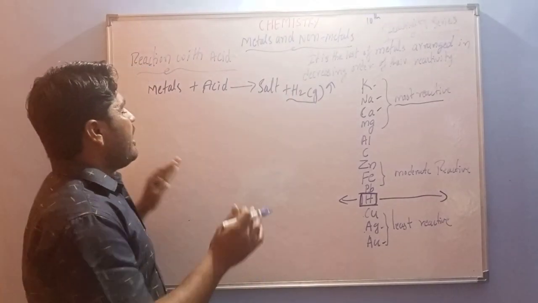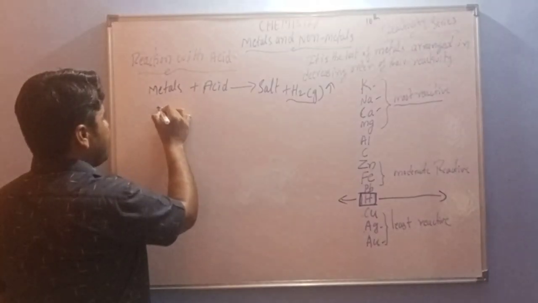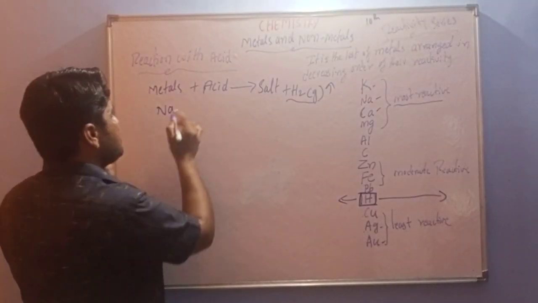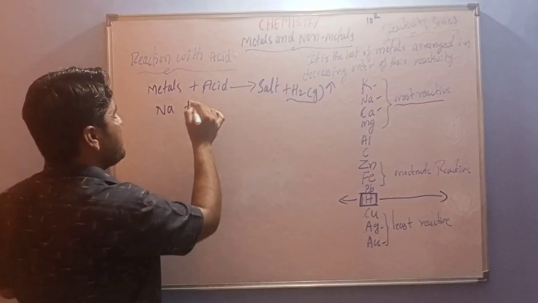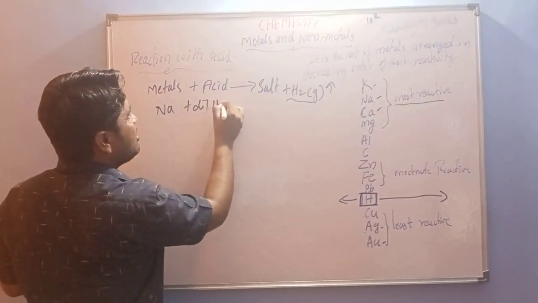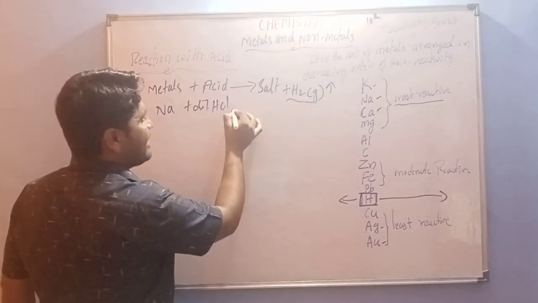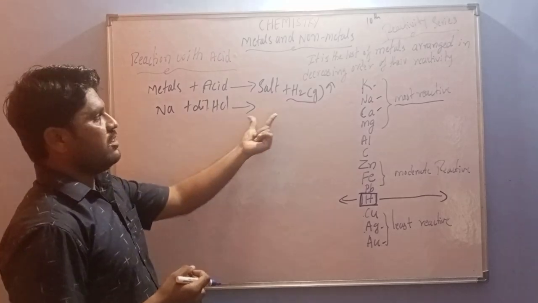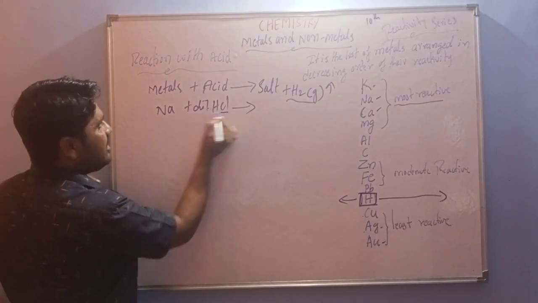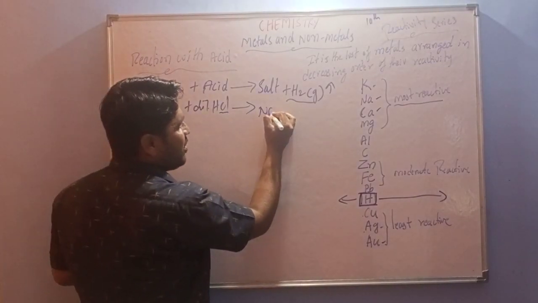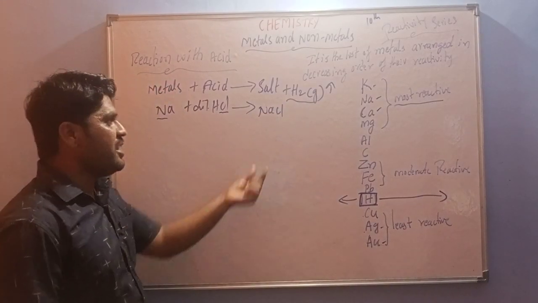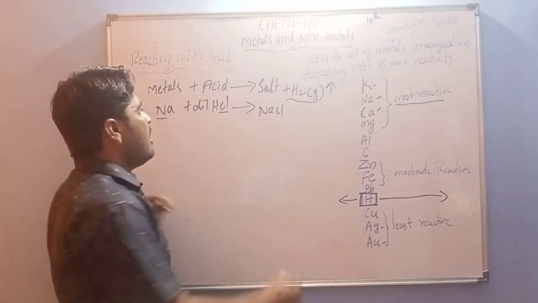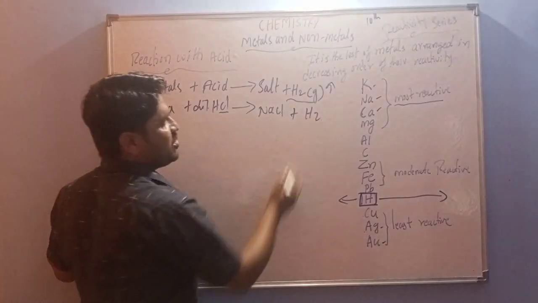Now I am taking examples of metals. For example, sodium. This sodium reacts with the acid, dilute HCl. Can you guess or predict the products of this reaction? Here Cl is there, here Na is there, so the salt product is NaCl, that means sodium chloride. And the remaining is hydrogen, H2.